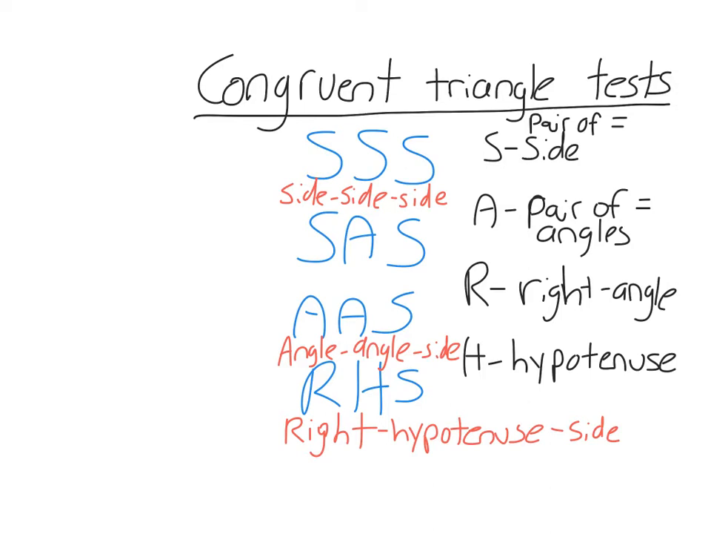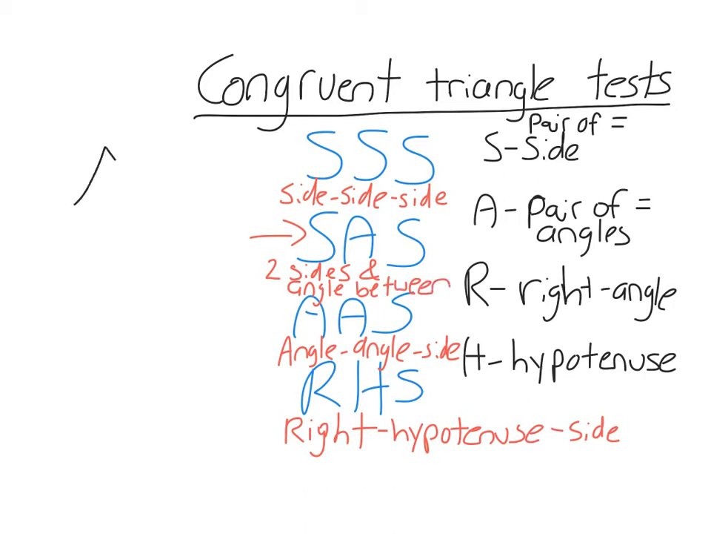The trickiest one is this one, SAS, because it has to be two pairs of sides that are equal and the angle between them that's equal. So it can't just be any angle that's equal. And I'll go through examples of each of these.